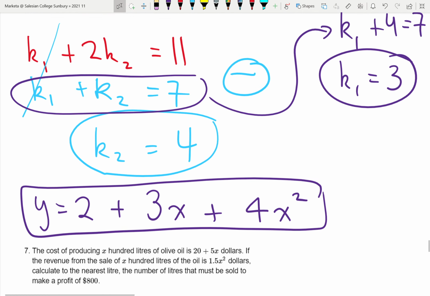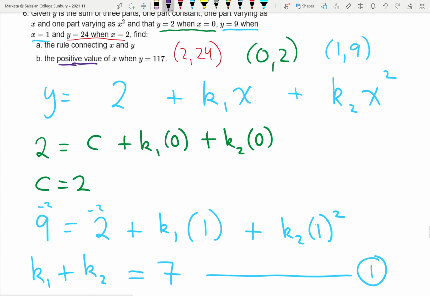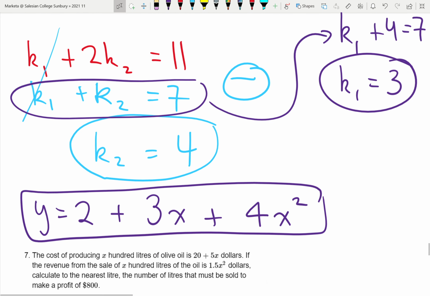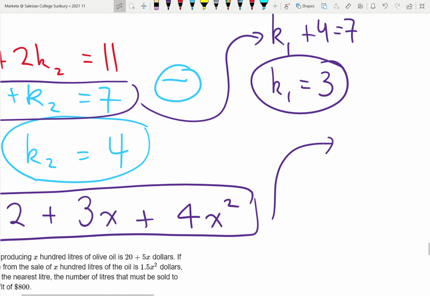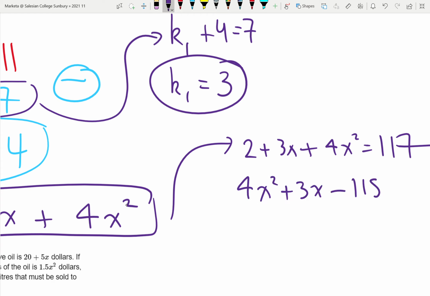All right, so let's see what's next. Okay, so we want to find the positive value of x when y equals 117. So the positive value of x, so we might get 2 values, one of them may well be negative. So we want y to equal 117. So 2 plus 3x plus 4x squared equals 117. And look, this is a CAS question, 4x squared plus 3x minus 115 equals 0.